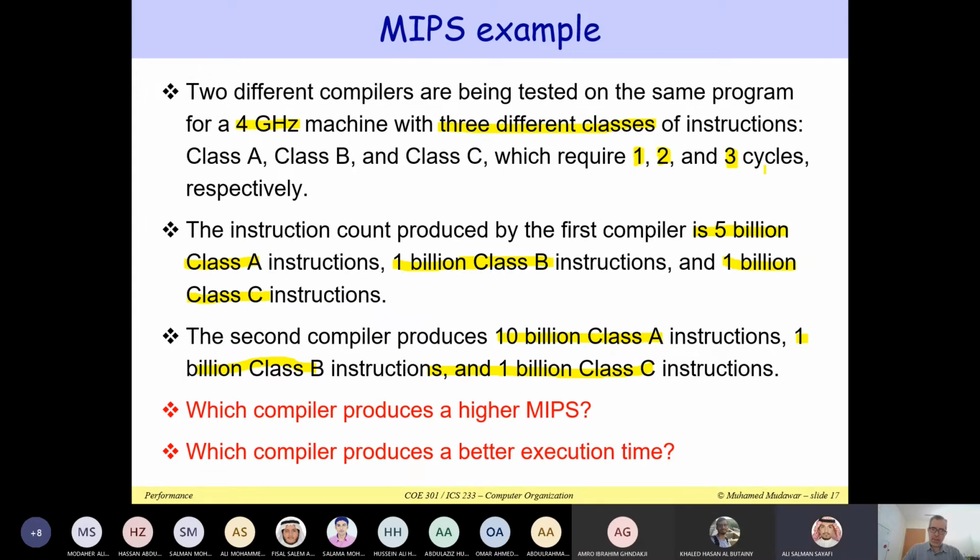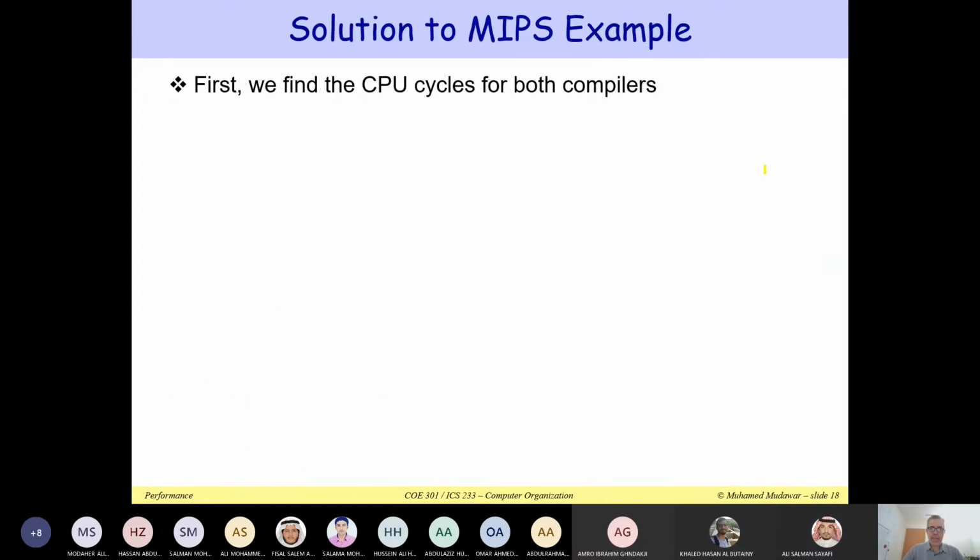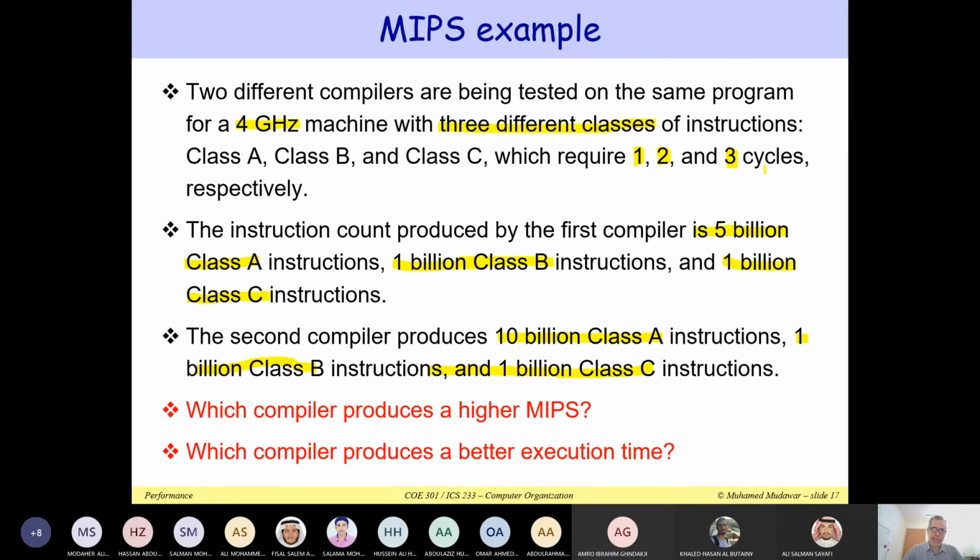So let us do it. This is actually the solution. Let us start by calculating the CPU cycles. How do we calculate the CPU cycles for the programs that were generated by both compilers? Here we have translated the same high-level program by two different compilers. In the case of the first compiler, it has 5 billion class A, 1 billion class B, 1 billion class C. So we calculate instruction count times the number of cycles.